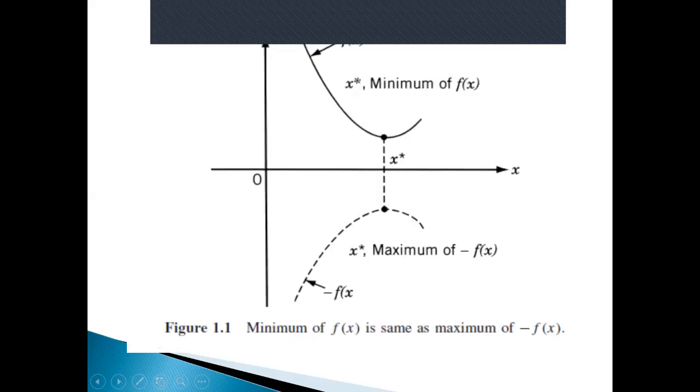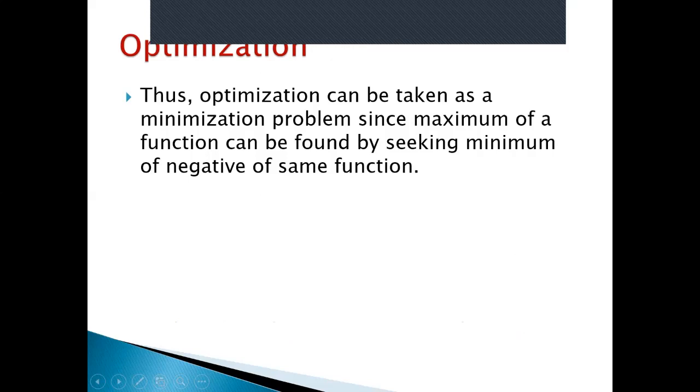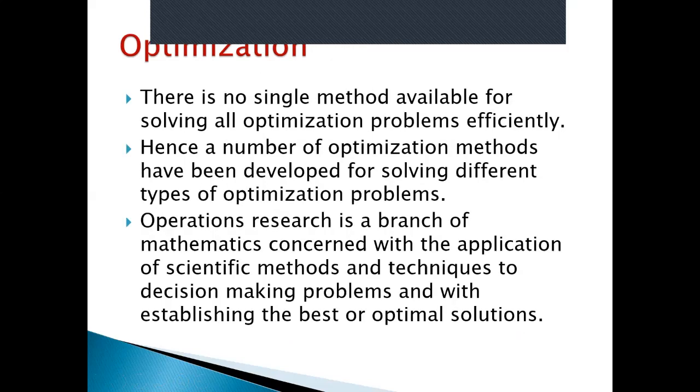So, this is a graph for function f of x. Here we find out the minimum. For any function where we want to find out the maximum, we take the reverse of f of x, that is minus of f of x. Optimization can be taken as a minimization problem, since the maximum of the function can be found by seeking the minimum of the negative of this function. There is no single method available for solving this optimization problem.